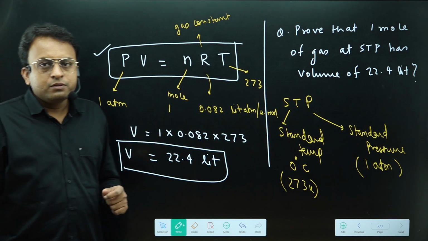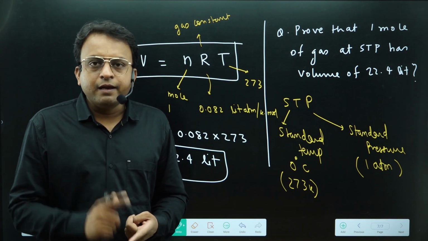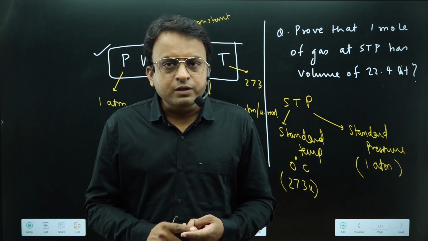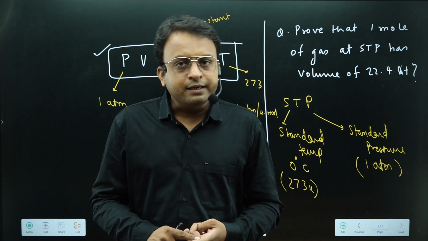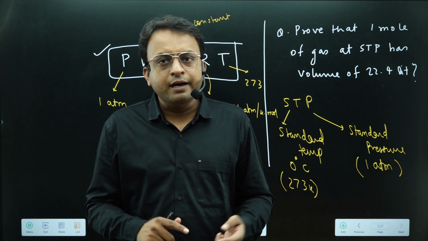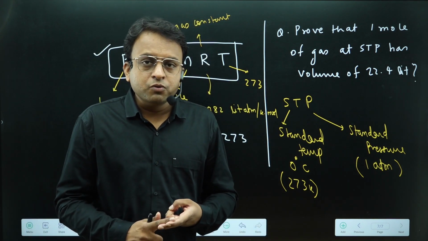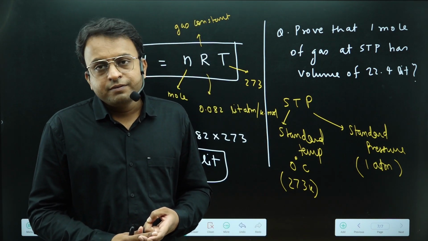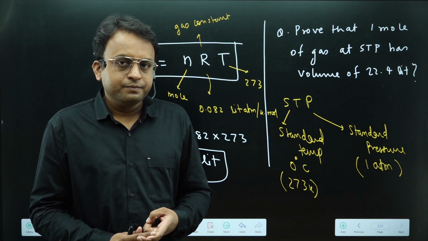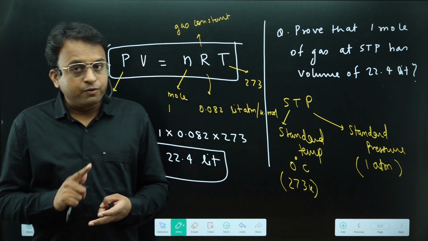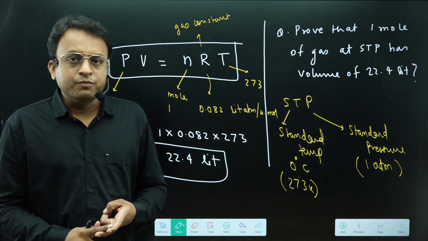Now we know two things about mole. One, that the value of 1 mole is 6.023 into 10 to the power 23 particles. It can be atom, molecule, electron, ion, or anything. And the second thing we know about mole is the volume of 1 mole of gas at STP is 22.4 liter. Now these two pieces of information we will use to solve the numericals of mole.